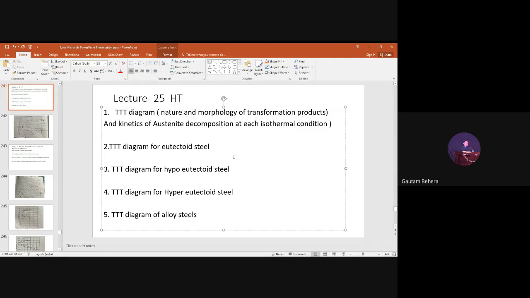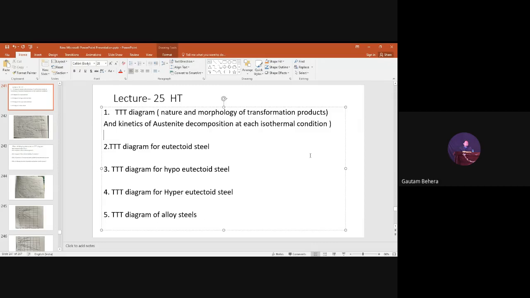Yes, and this diagram is also helpful to know the kinetics of austenite decomposition. Kinetics means the rate of transformation. Whether the rate of austenitic decomposition is fast or slow, we can also determine by using this TTT diagram, which cannot be obtained from the iron-carbon equilibrium diagram or the iron-cementite metastable phase diagram. So that is the difference.